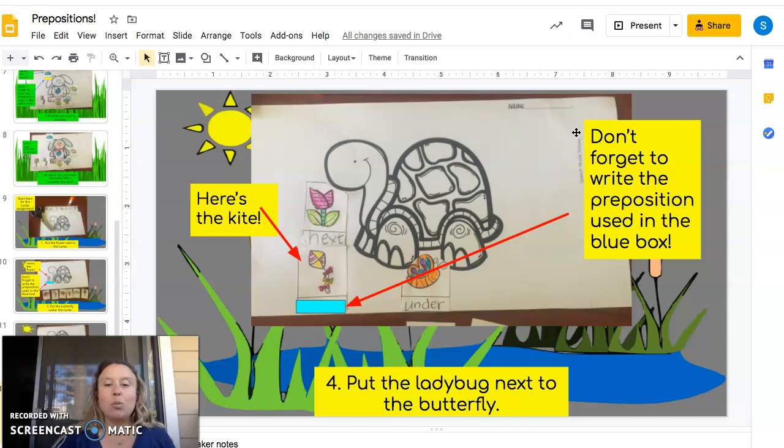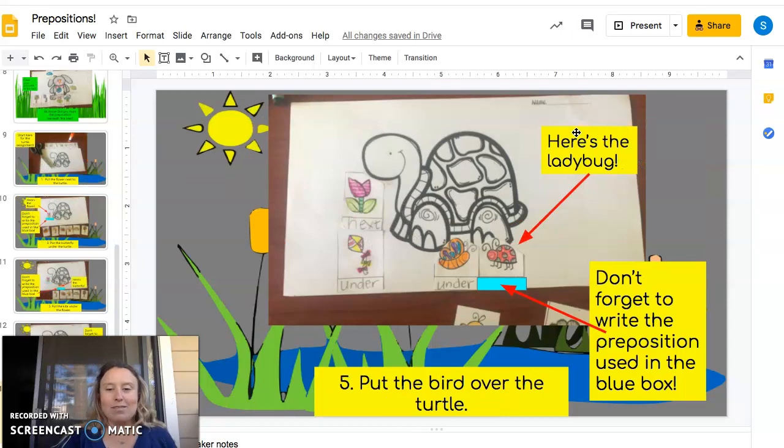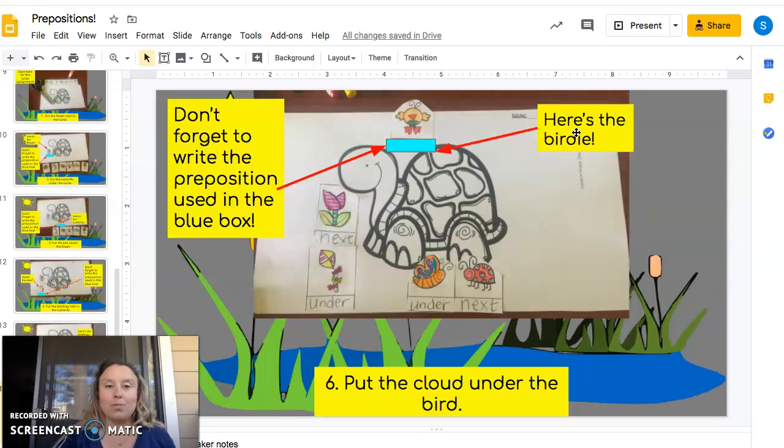Number 4, put the ladybug next to the butterfly. Pause me now to do so. Here's the ladybug. Did you write your preposition? Did you notice the ladybug is next to the butterfly? Number 5, put the bird over the turtle. Pause me now to do so. Here's the bird. It's over the turtle. Write down the preposition term.